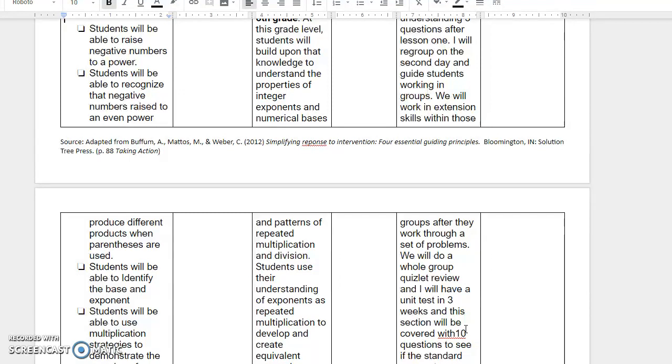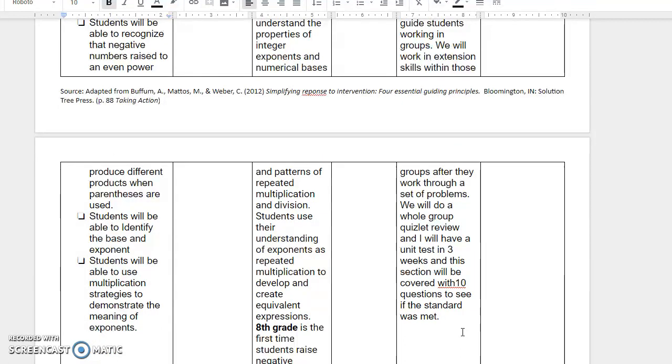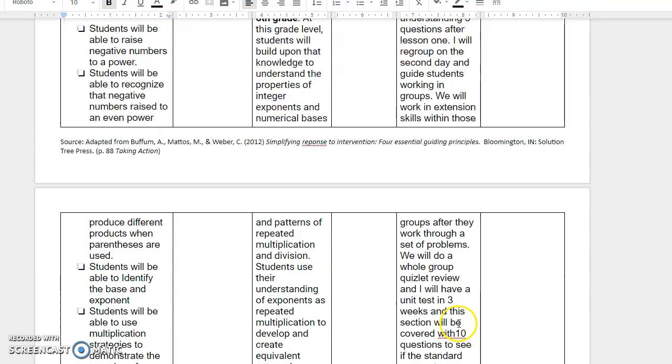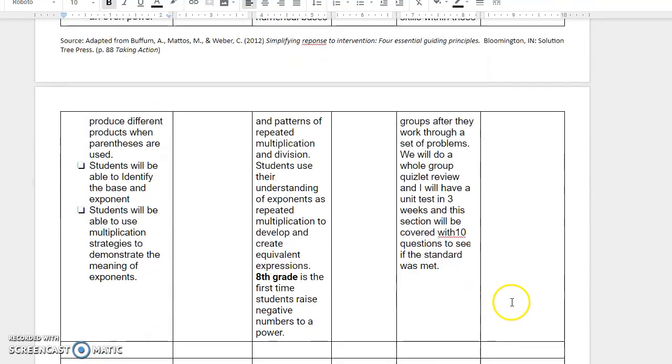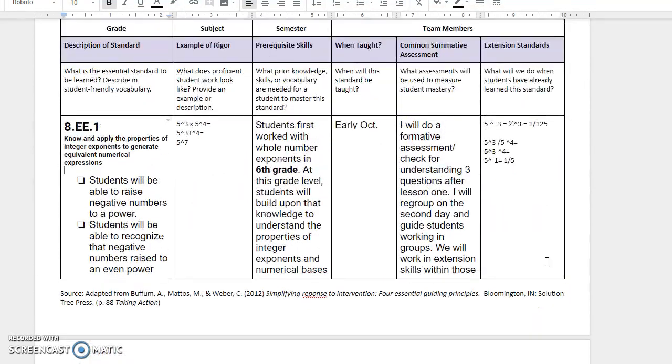And that is the type of data that we're looking to bring to our PLC team and have conversations around. If only 40% of my students were proficient, what do you guys suggest I do to get more students proficient on the standard? So what are some instructional strategies that you can provide to me? Well, here's what I've given my students, and have conversations around instruction, which is where that true PLC and that data comes into play. And that's what we're looking to get to.